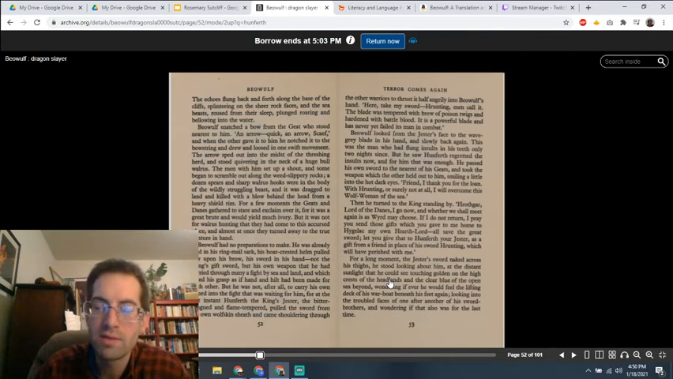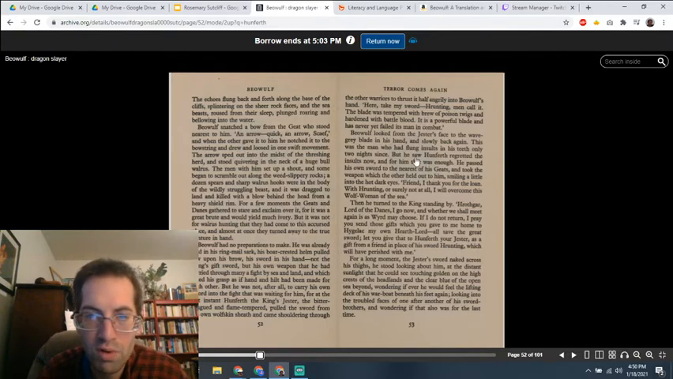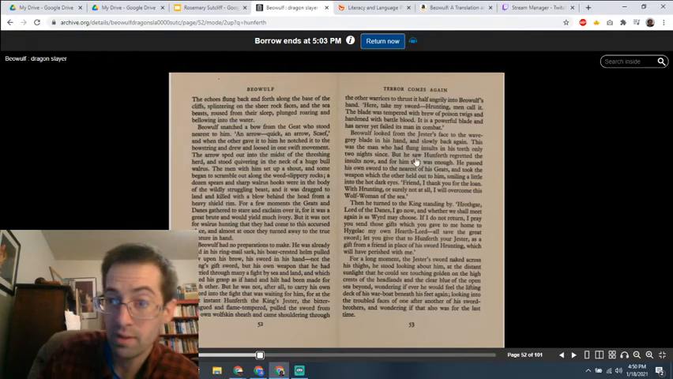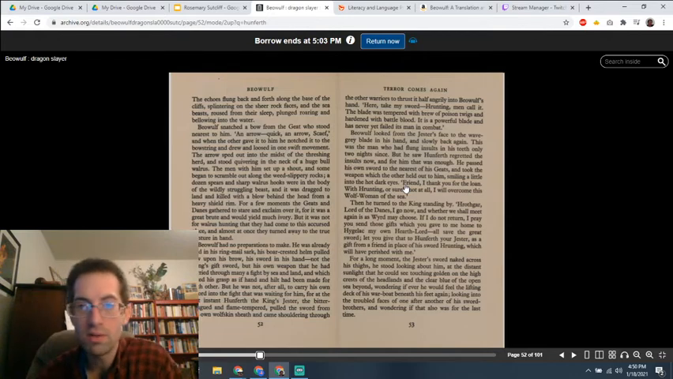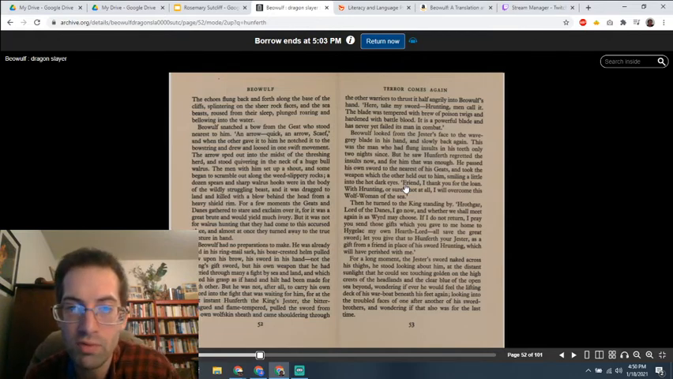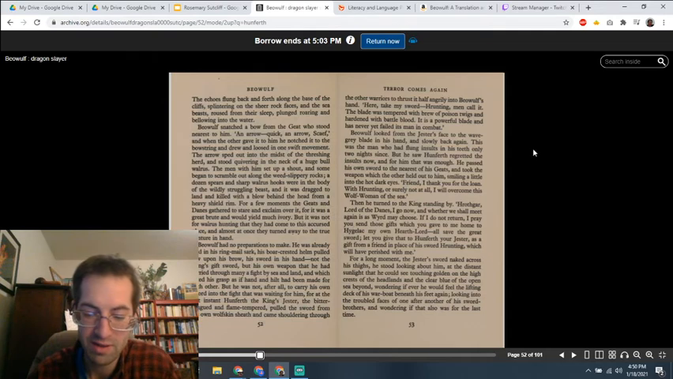So then we get this kind of memory of their fight, their war of words the other night. But Beowulf accepts the gift. He says, "Friend, I thank you for the loan. With Hunting, or surely not at all, I will overcome this wolf woman of the sea." So there's kind of an attempt here. They're trying to make friends, right?